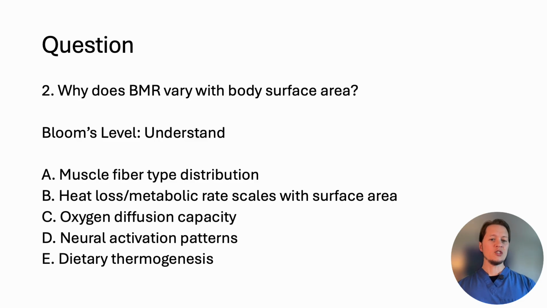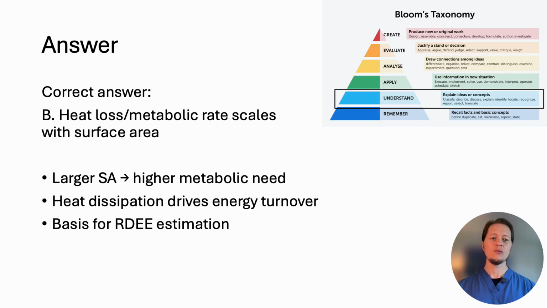Question 2, why does BMR vary with body surface area? Is it A, muscle fiber type distribution, B, heat loss and metabolic rate scales with surface area, C, oxygen diffusion capacity, D, neural activation patterns, or E, dietary thermogenesis? This one is B. Yeah, so surface area influences thermoregulation and metabolic demand, so your heat loss and metabolic rate scale with surface area.